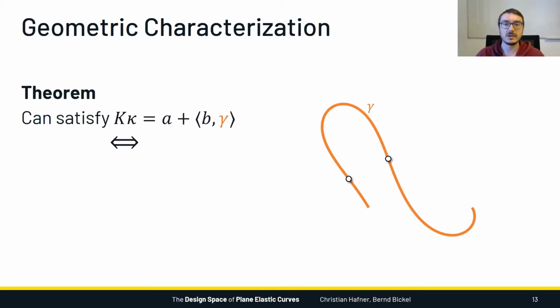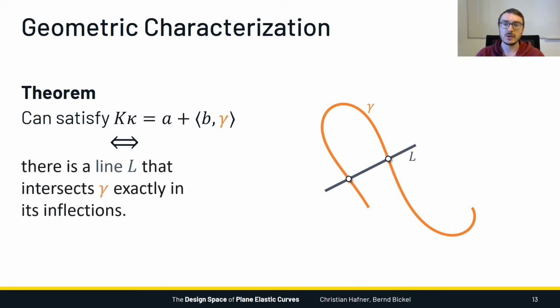And now the main result that we prove in the paper is the following theorem. For a given curve gamma, we can satisfy the moment equilibrium equation with appropriate choices for k, a, and b, if and only if there exists a line that intersects gamma exactly in its inflection points.